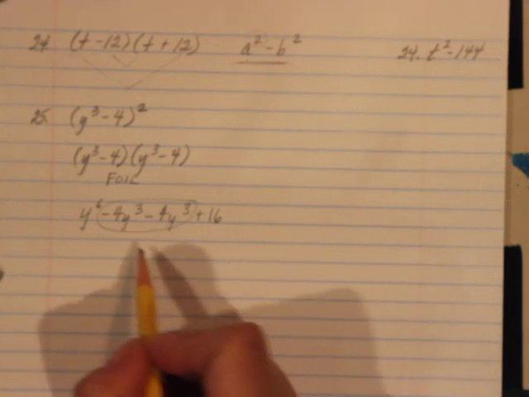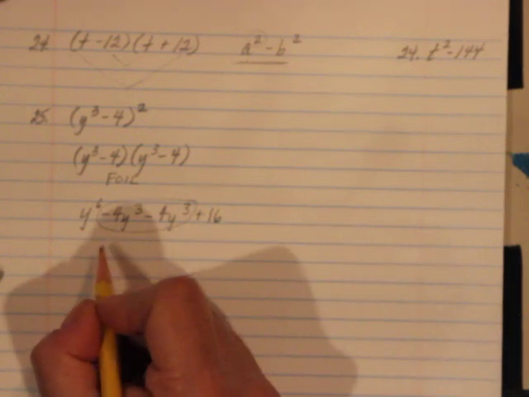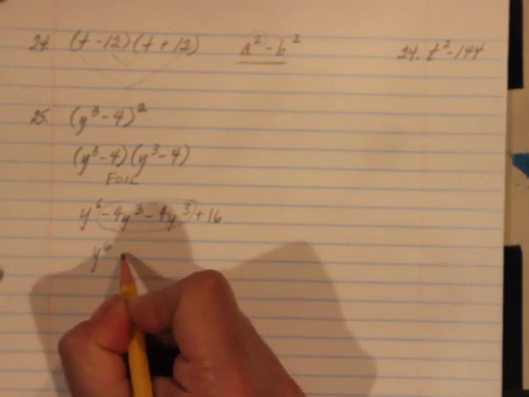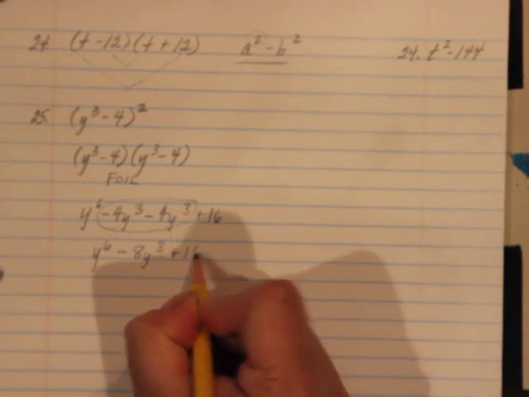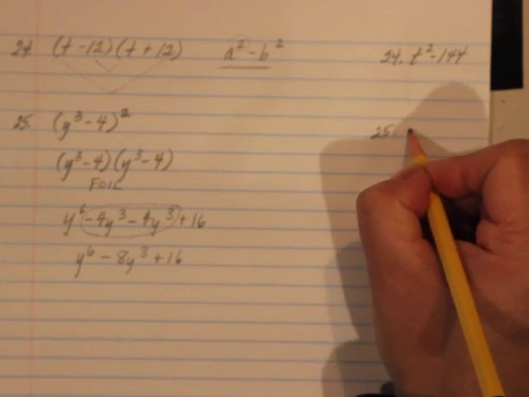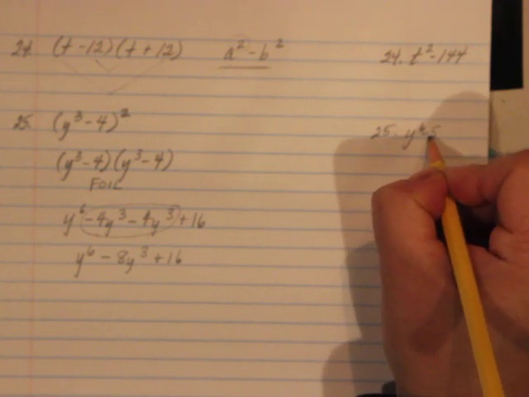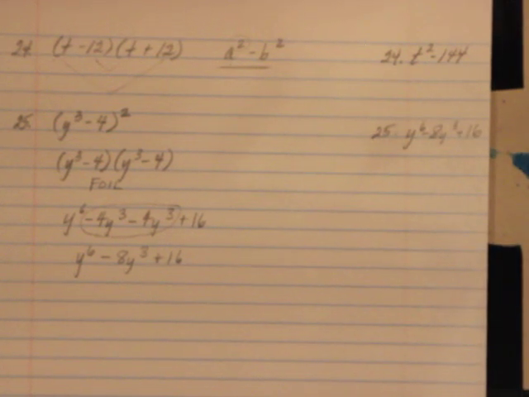They do not cancel each other out because they're both negative. So I'm already starting with negative 4, and then I have to go down another 4. So I'm going to end up with y to the 6 minus 8y cubed plus 16. And that is my final answer. Put it over here, y to the 6 minus 8y cubed plus 16.